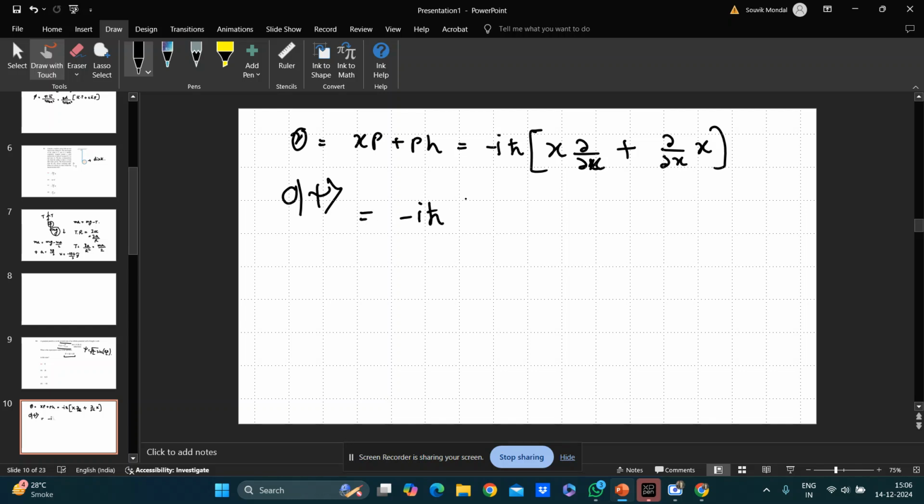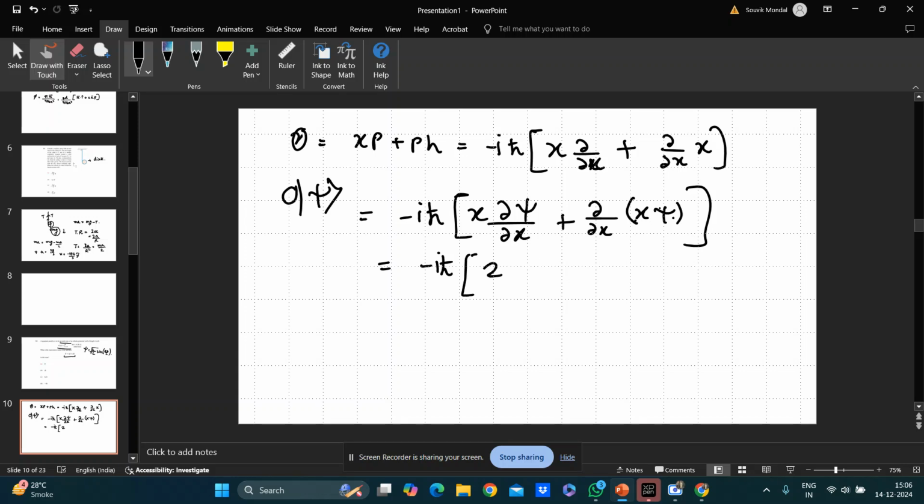So what I am trying to say is that x del phi by del x, okay, plus del by del x of x into phi. Okay, now this thing you know how to do. Here are two terms and there is del by del x, so you can do the partial derivative. So keeping x constant, you will get a del phi by del x. So it will add with this term. So it is 2x del phi by del x. Okay, plus phi. So this is O phi. Now what is phi O phi?